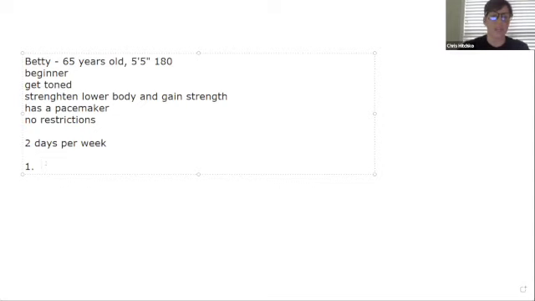Okay. So the goals are to get tone, strengthen the lower body, and gain strength. All right. So for Miss Betty, what are we going to do? We went through the assessment. Everything looks fine. She's got no restrictions. And we have access to pretty much basic equipment. So we have machines if we need them, but we have dumbbells. We have a bench. We have bands. We've got a barbell. What are you going to do with her first?